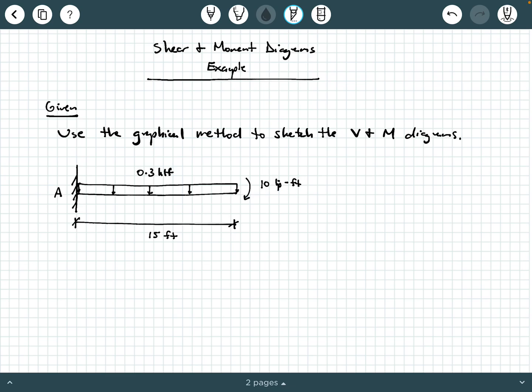So how do we go about sketching these shear and moment diagrams? Well, the first thing you always do when you're sketching shear and moment diagrams using the graphical method is you solve for the external reactions, always, okay?